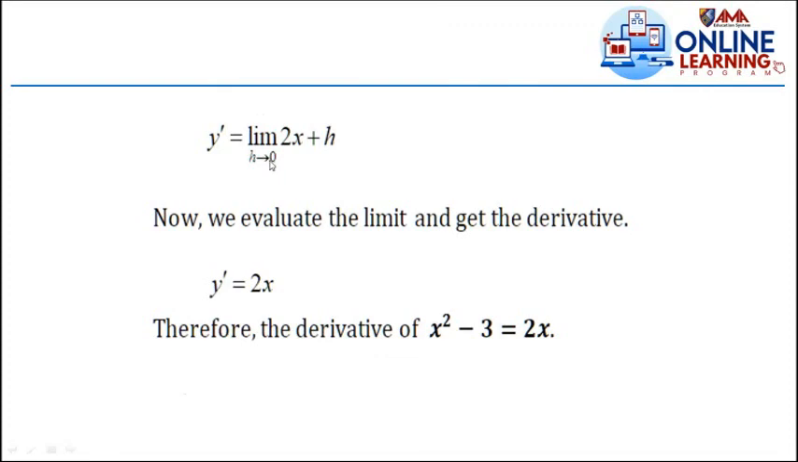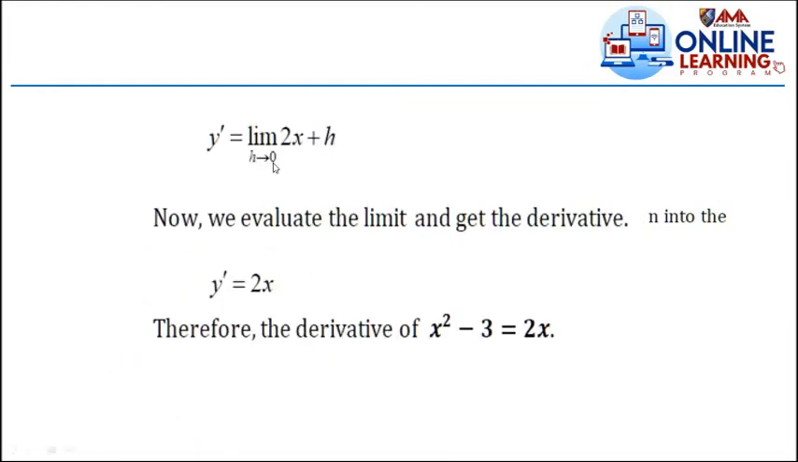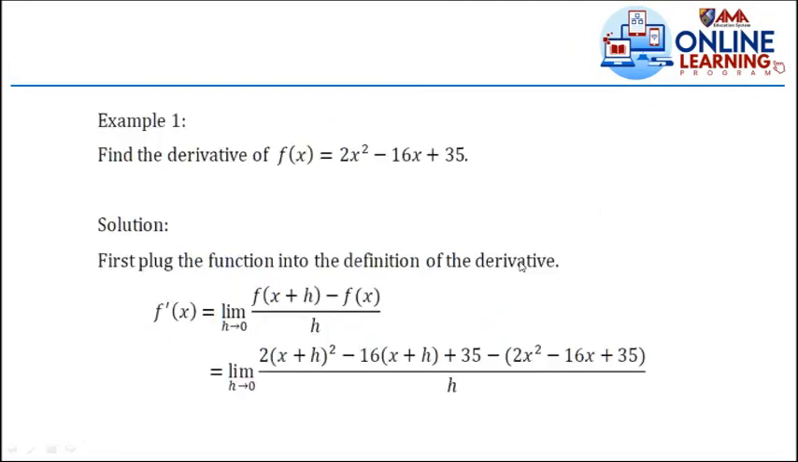Since we already simplified our equation, next we substitute our limit for the variable, which is h. So 2x plus 0. Now we evaluate the limit and get the first derivative of x squared minus 3. The first derivative, y prime, is equal to 2x. Therefore, the derivative of x squared minus 3, your y prime, is equal to 2x, and 2x is what we call the first derivative. Okay? Next example, number 1.